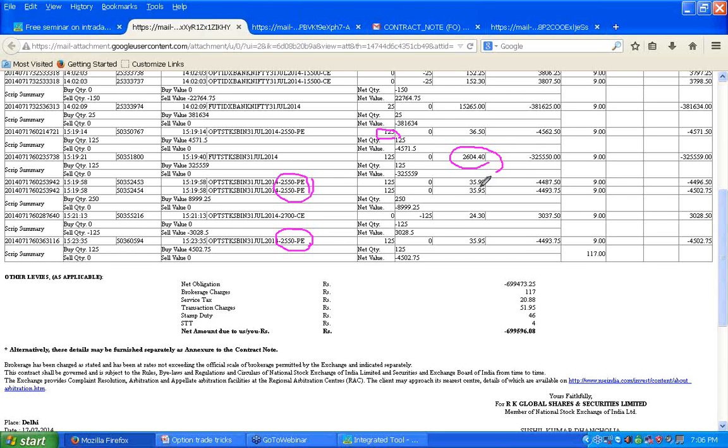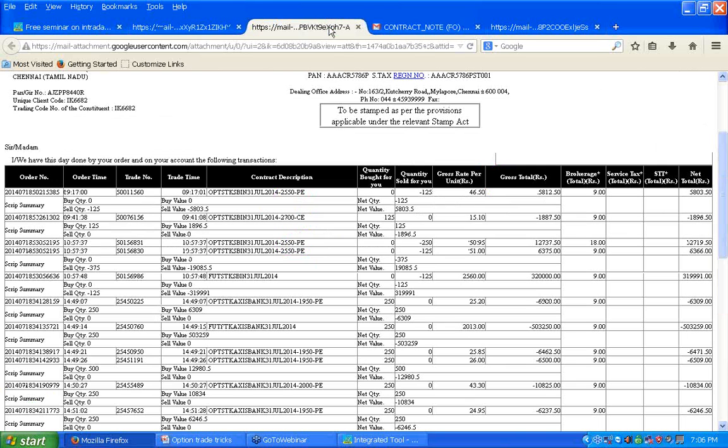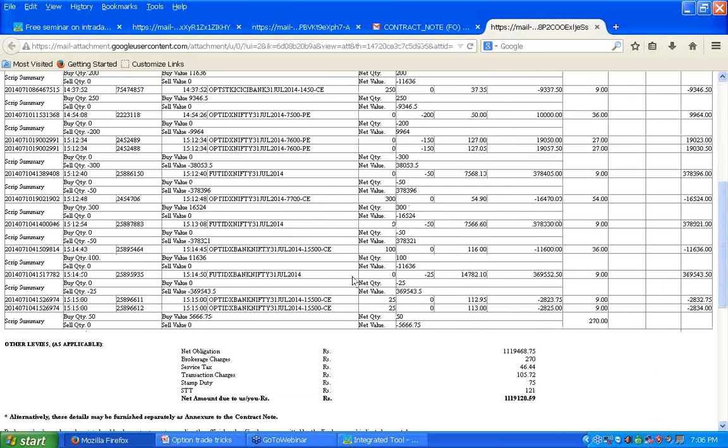It is being taken with an average price of 36, and this is being bought at 2604. And the same strategy is being closed here, wherein the put options have gone with an average price of 50, and the future State Bank of India. At the same time I also sold a call option, 2700 call option, here.